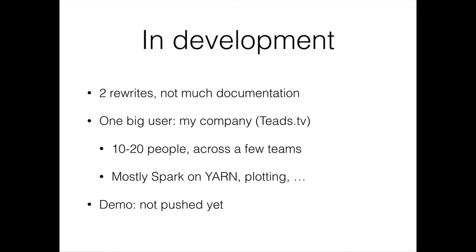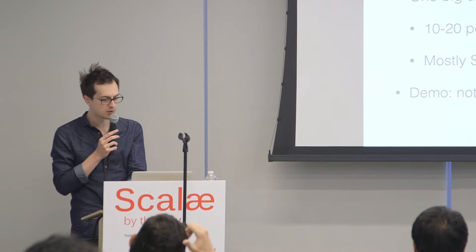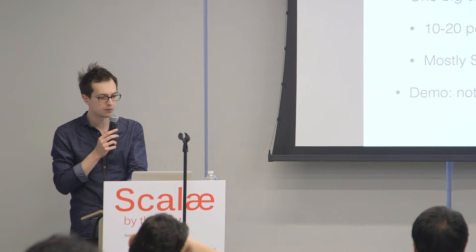A warning before that: it's quite in development. That is, it underwent two rewrites in the last year. Sadly, it lacks a bit of documentation. To my knowledge, it has just one big user, which is the company where I work, where about 10, 20 people across several teams use it, mostly to do Spark calculations on Yarn, and also to do plotting, to do analysis on our logs, etc. And what I'm going to demo is not pushed yet, so I hope I'll be able to push it in a few days, because the code is a bit rough for now.